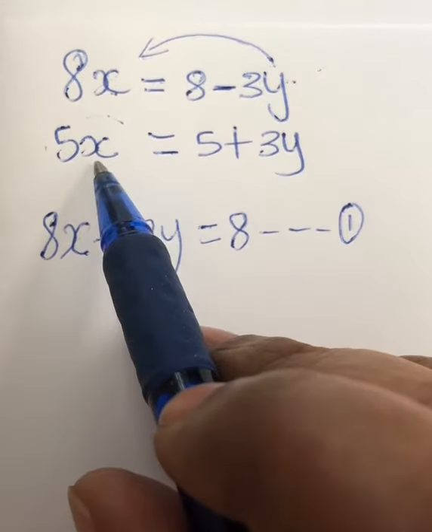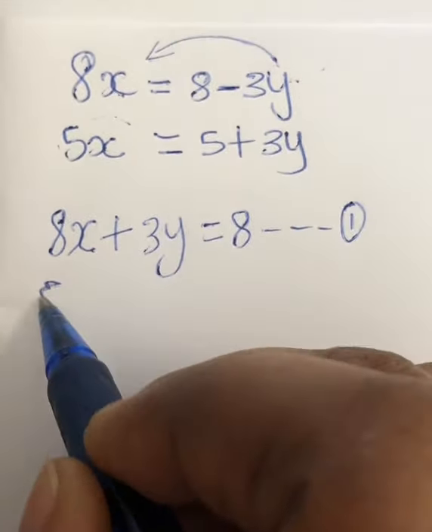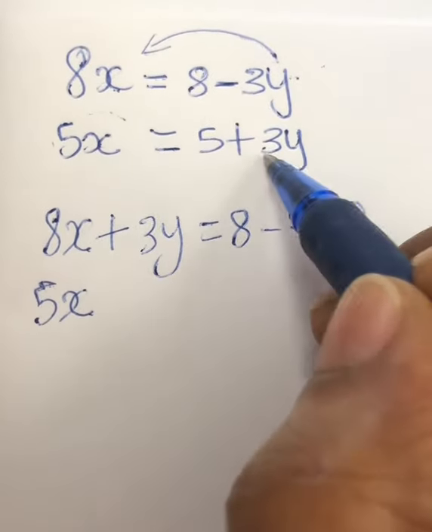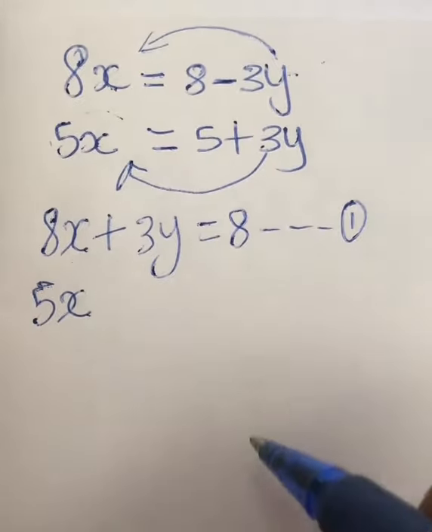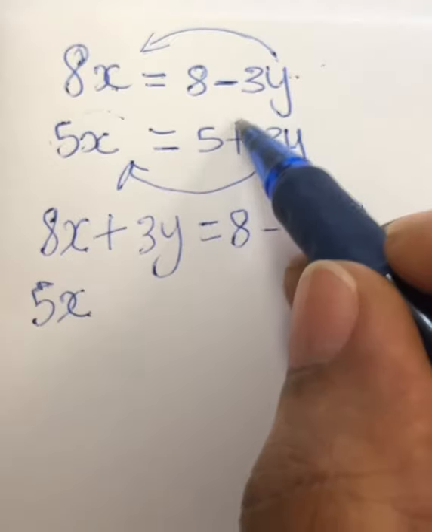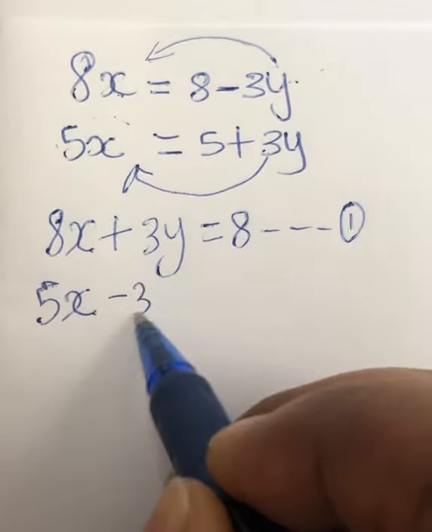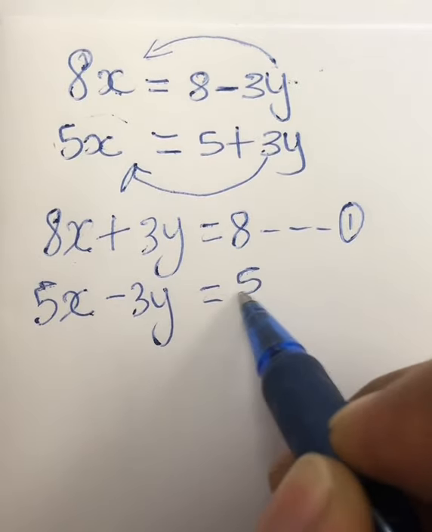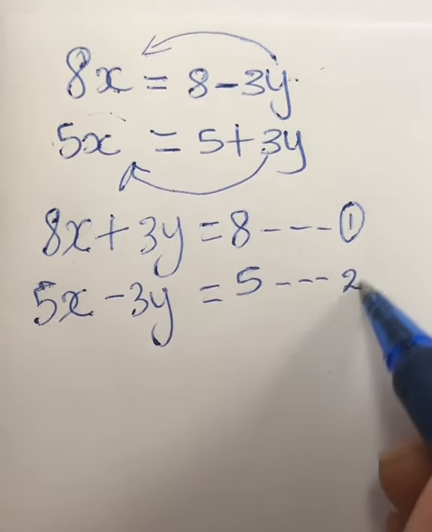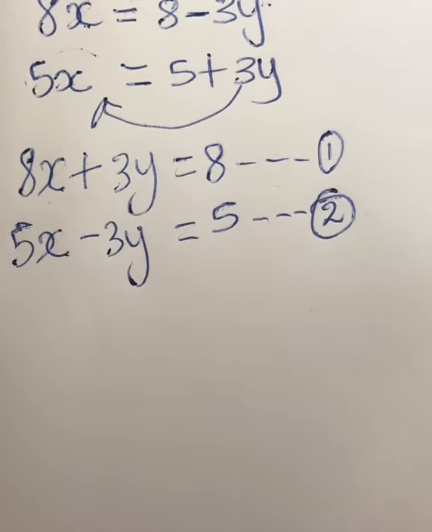Let us look at the second equation. We have 5x. I'm gonna bring across my 3y now. Notice it's a positive in this case. When it goes across the equal sign, it becomes a negative. And I keep my 5. This is called my equation 2.